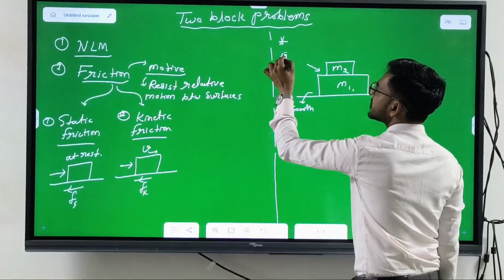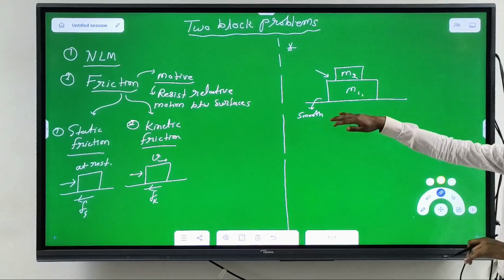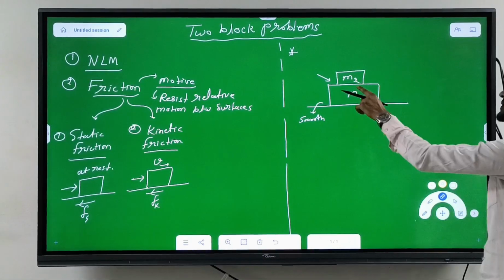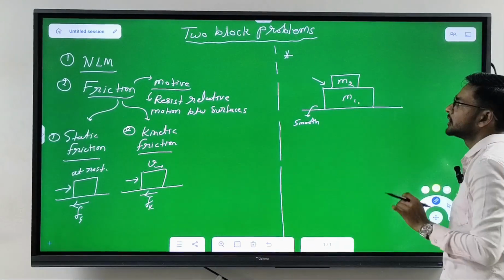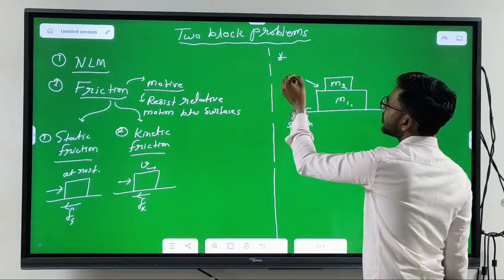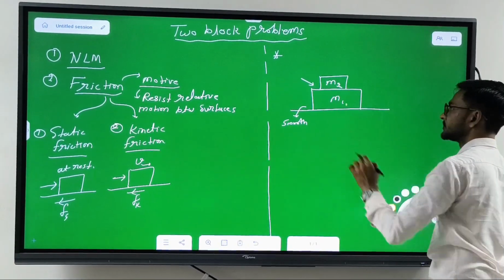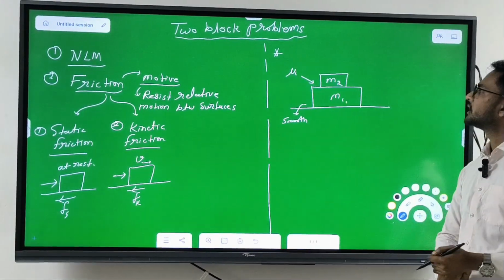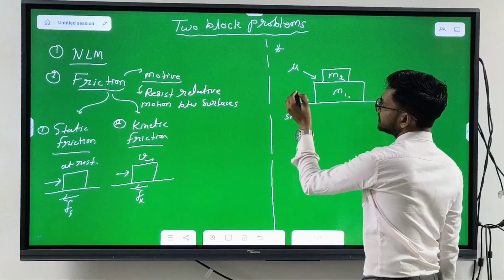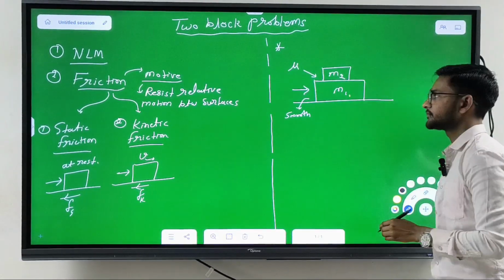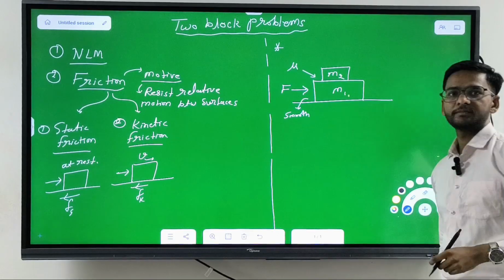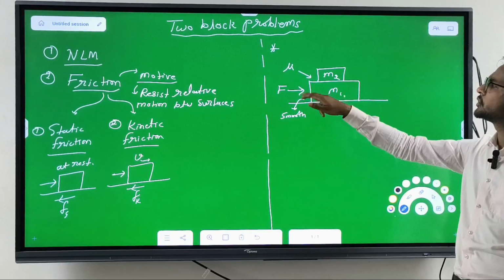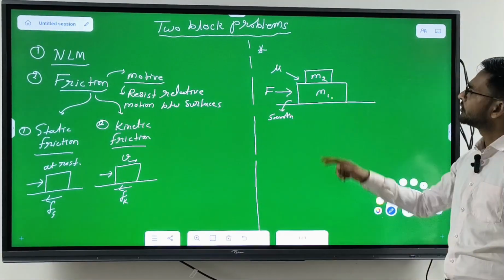In this situation, the surface between the ground and M1 is smooth, but the surface between M1 and M2 is not smooth. It has some friction coefficient, let's take it as mu. There is friction between the M1 and M2 blocks. Now, if I push the M1 block to the right side, the M1 block will definitely move because we are applying force on it.